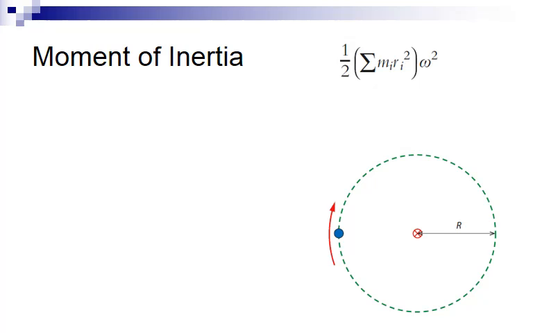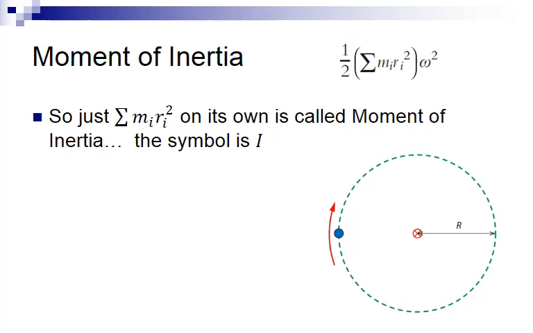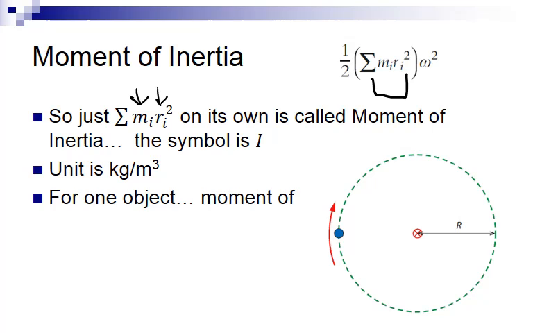And when we talk about the moment of inertia, what we look at is all the masses added up times all the radii squared added up. On its own, we have the moment of inertia. So just this portion right here is called the moment of inertia, and the symbol is I. And the unit for that is kilogram meters squared. And so we're going to take a look at the significance of that here.